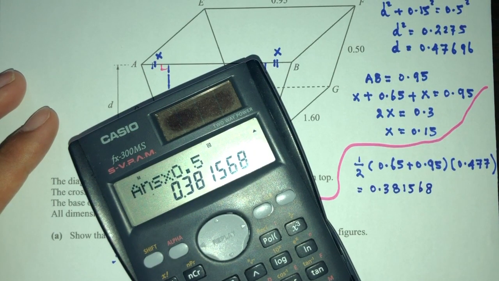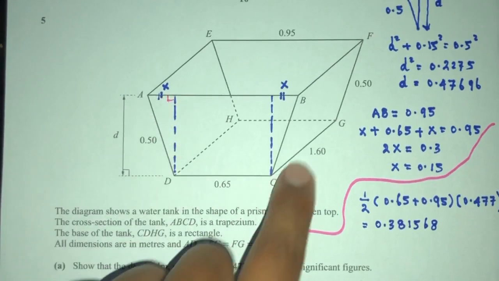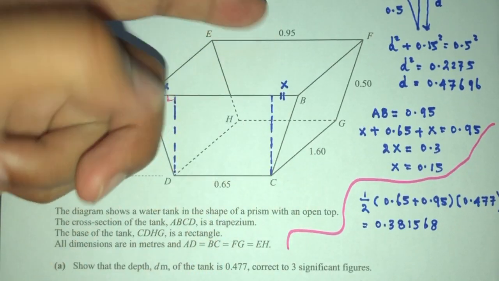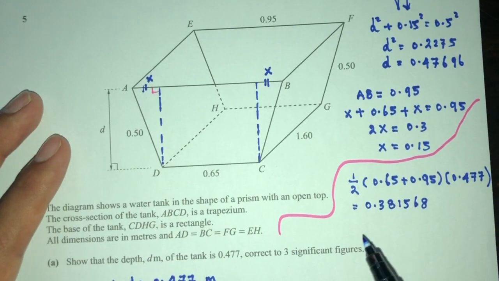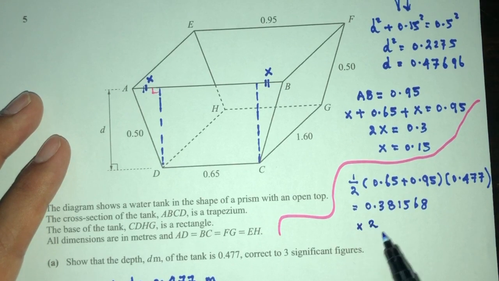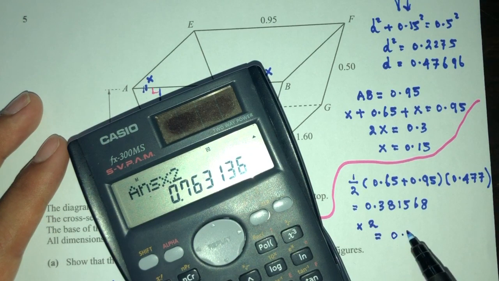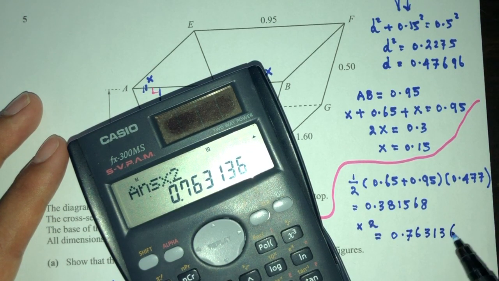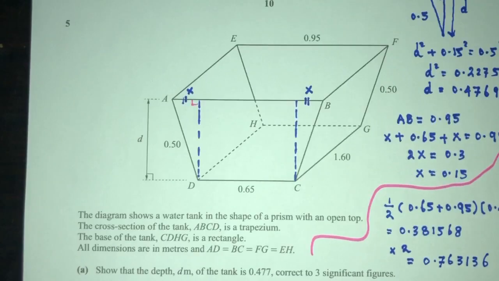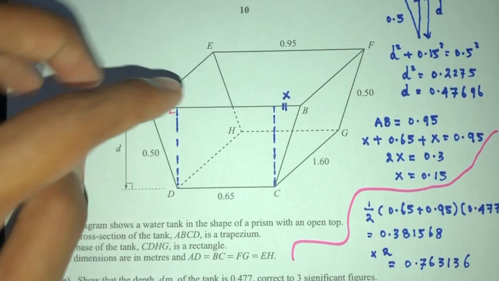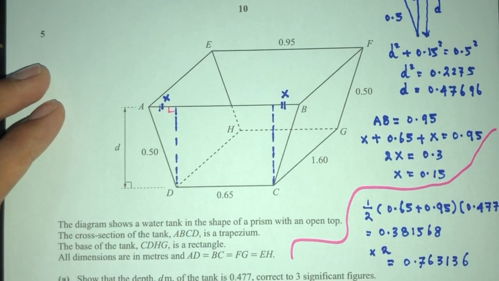that will be 0.38. But now we understand that this side right here is the same as the back, so this and this are the same, so we just times 2, right? That will be 0.763136. Okay, so now we have two surfaces. We need to find this one and this one. This should be pretty easy as well.